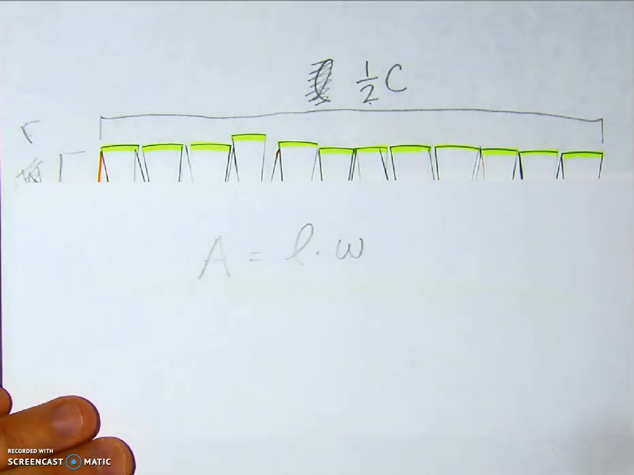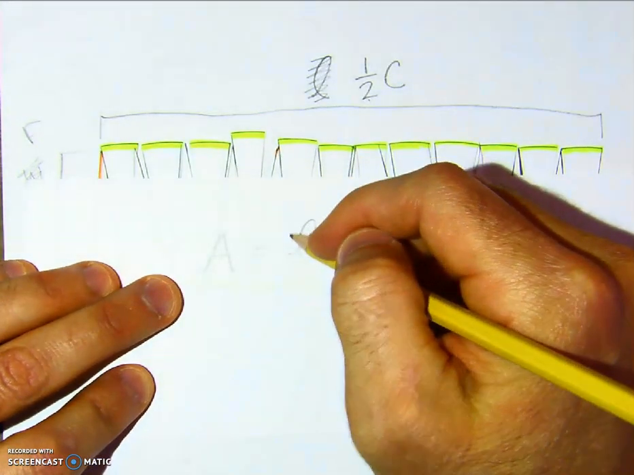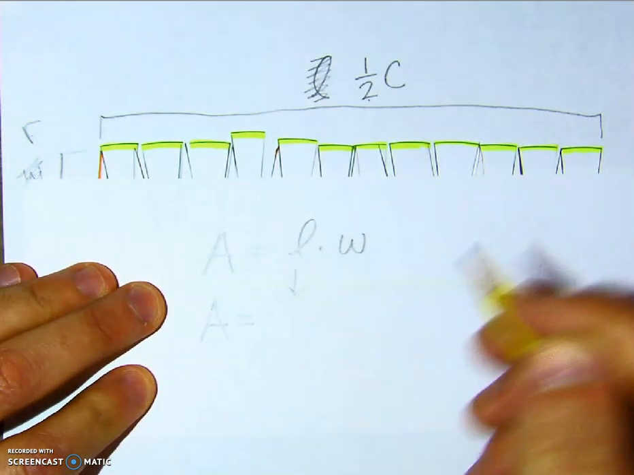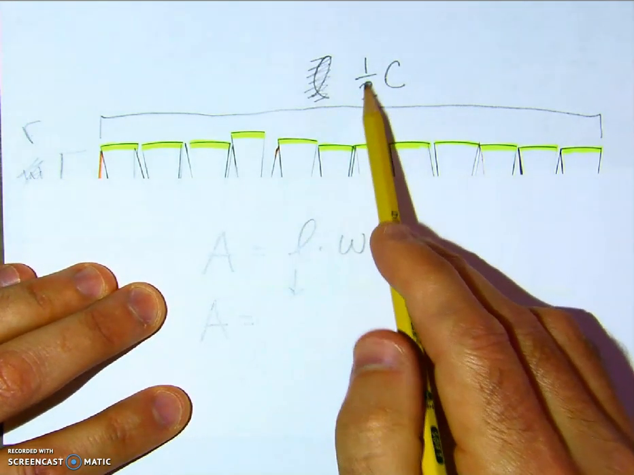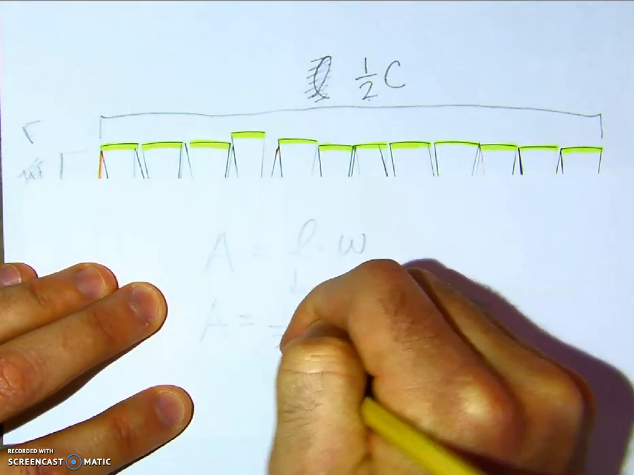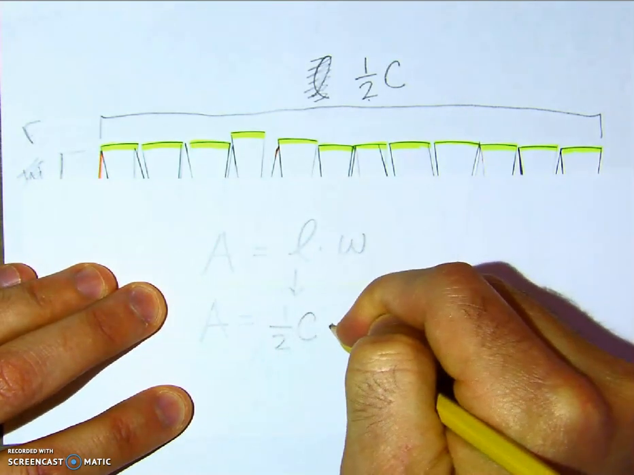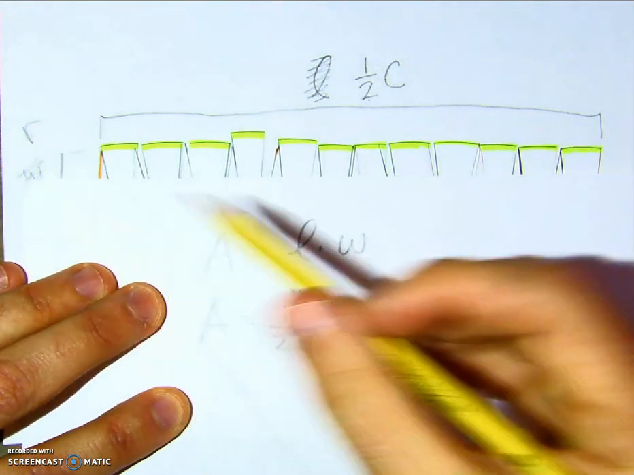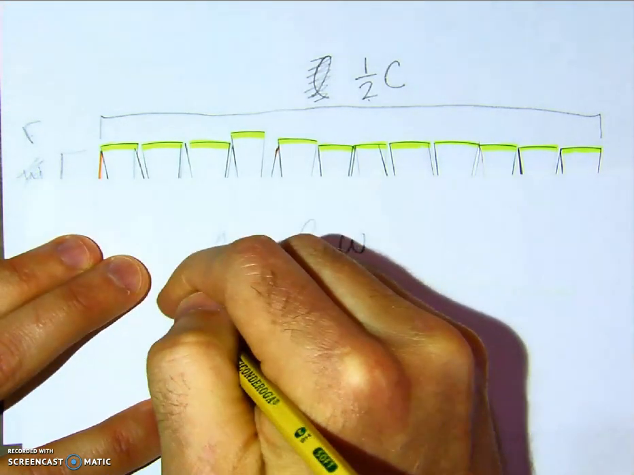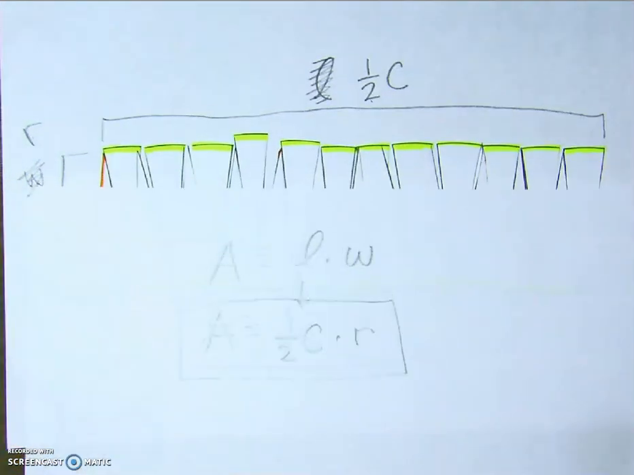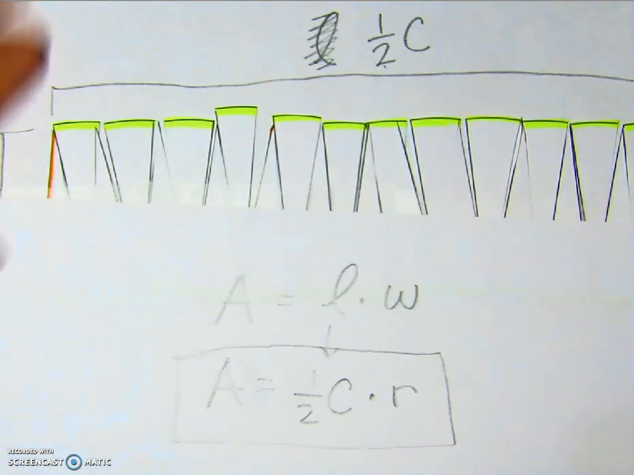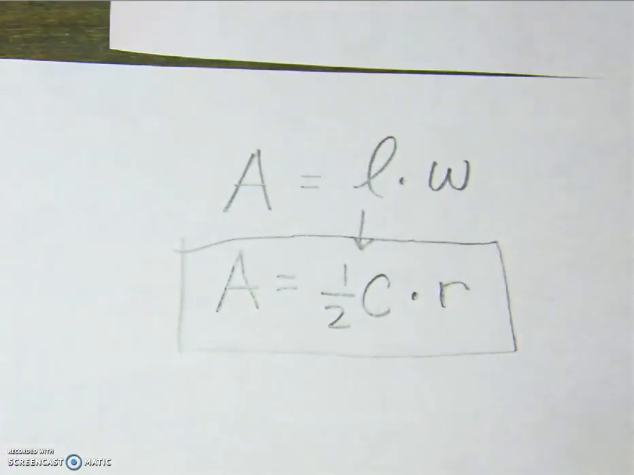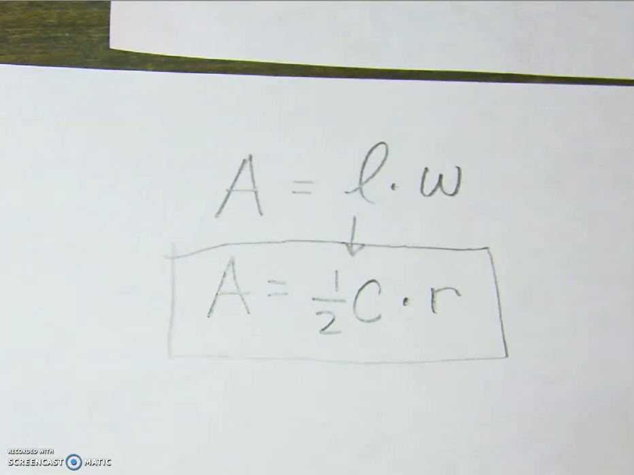All right, so just like we did last time, I'm going to do a little substitution. The length, as we can see, is now going to be called half circumference. Then there's a multiply sign, so I'm going to bring the multiply sign down. And then the width, you can see over here, we're going to call that the radius. All right, so take a look right there. We've got this new rule that says half the circumference times R is going to give us our area, the area of a circle.